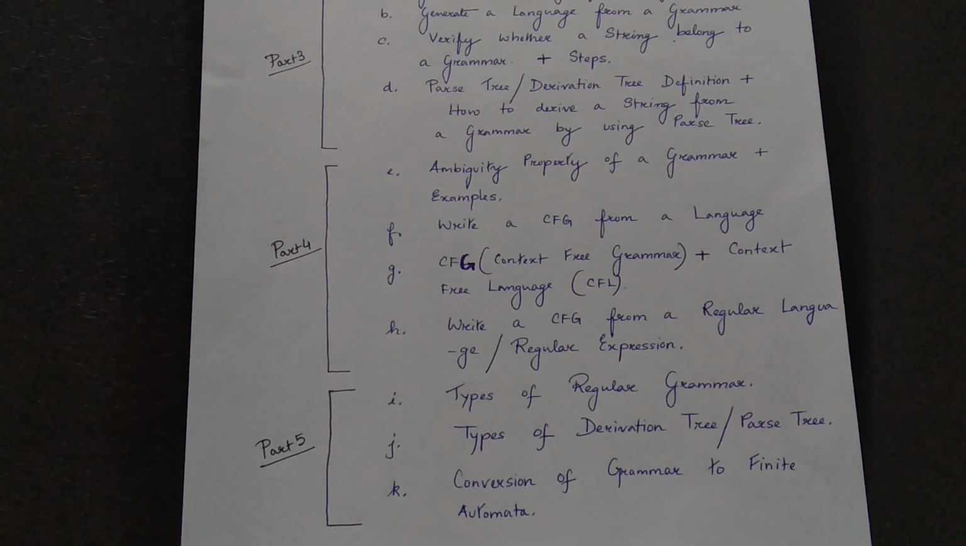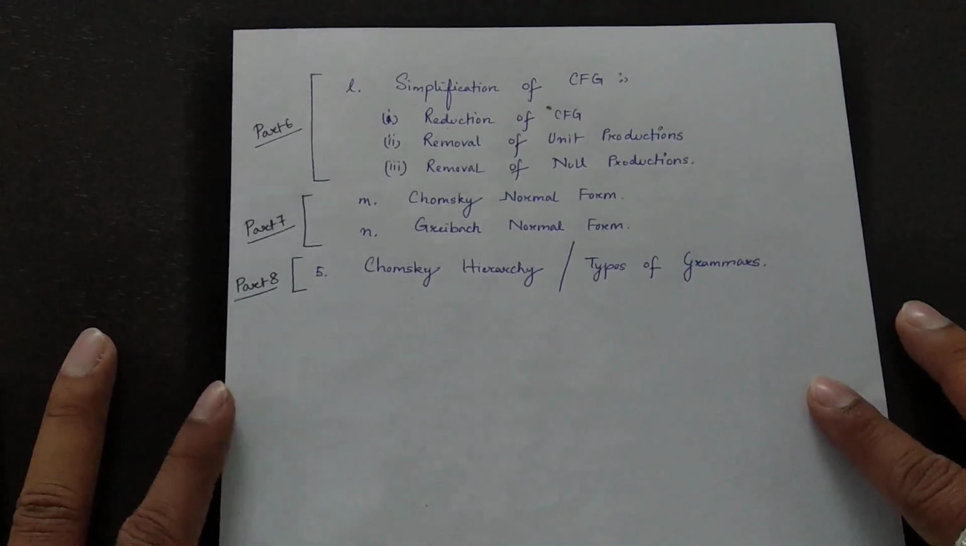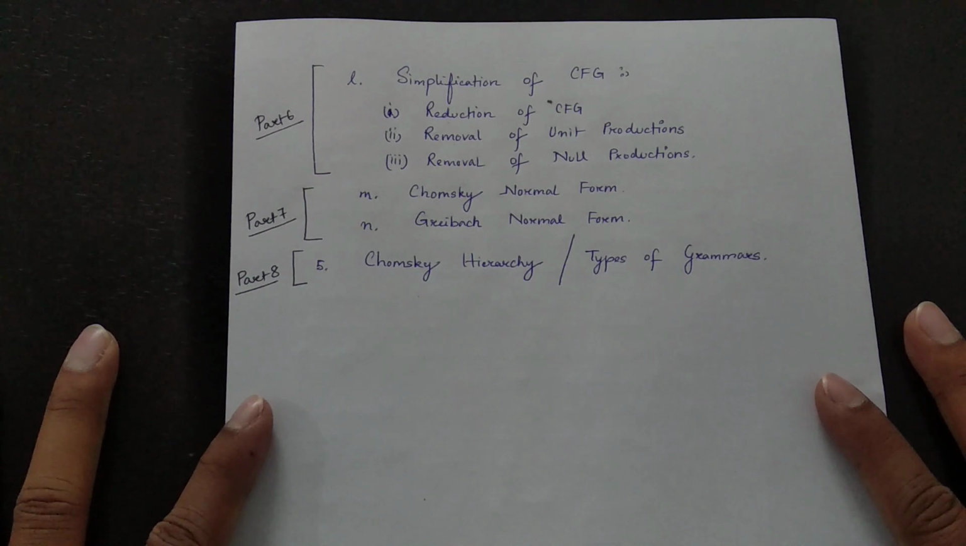And 2 important topics are left out. That is part number 6, where we will learn about simplification of a CFG: how to reduce a CFG, how to remove unit productions, and how to remove null productions.